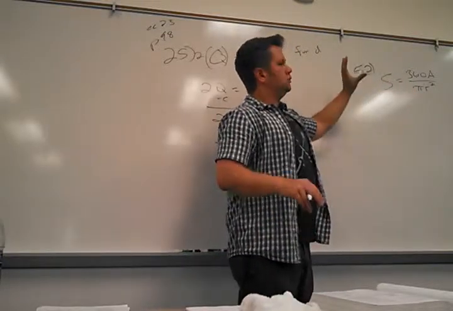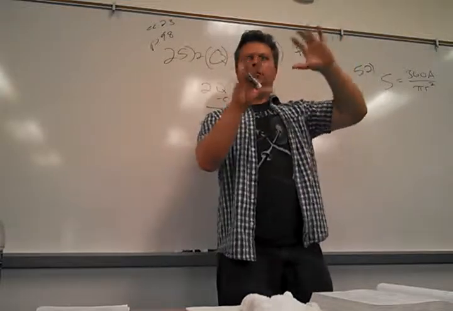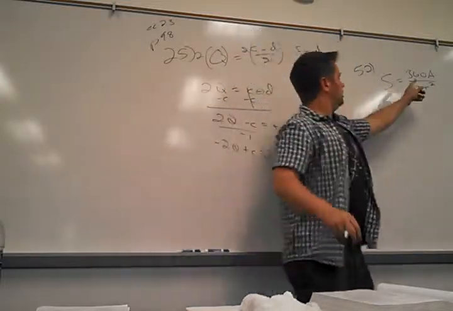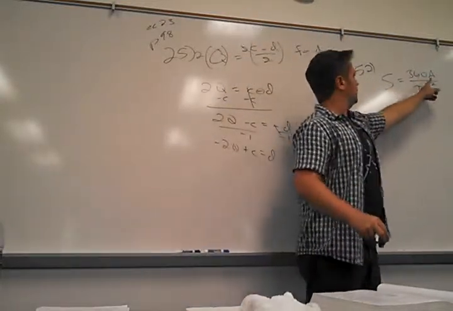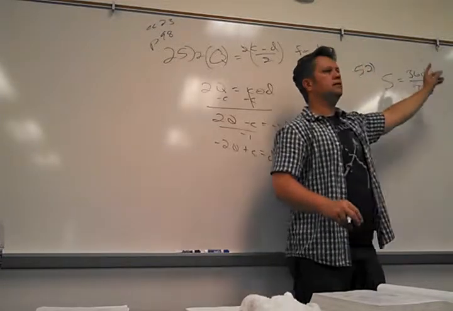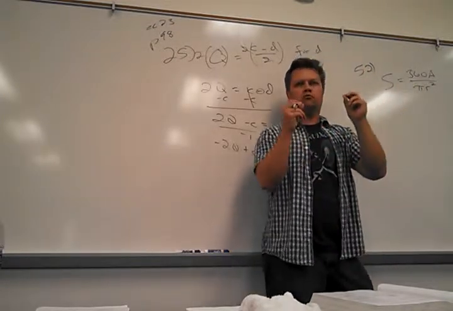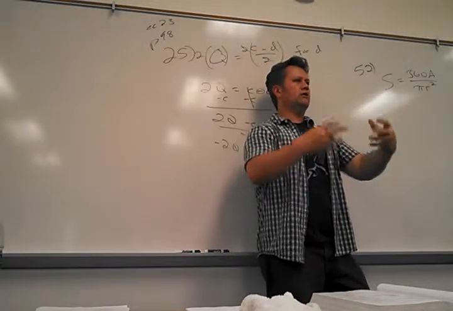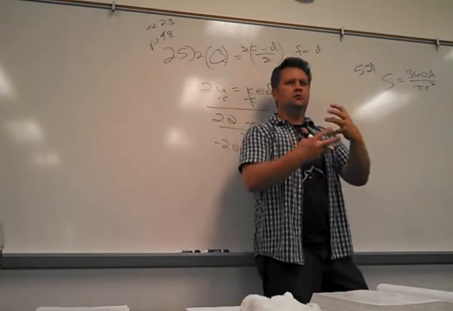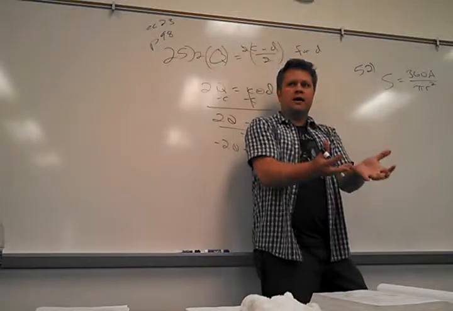Now, when people see this, they focus on all this stuff. I don't care about any of this other stuff. All I care about is the fact that here's my r squared. That's the thing I want to solve for. What's wrong with it currently? What makes it really difficult to solve for it? Where is it? It's on the bottom.